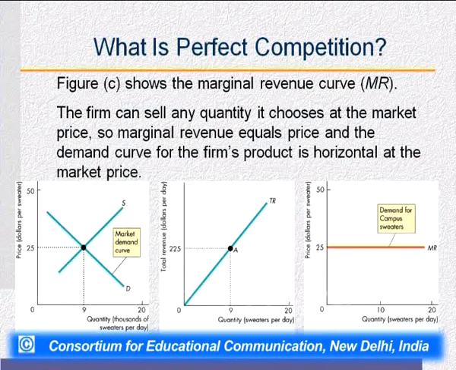Suppose when additional units come, you can say there is some fluctuation, either the demand is increased or decreased, or the price is increased or decreased. But this is the assumption of perfect competition, that no one can fluctuate or influence the market price, which is set by market demand or the industry. So that's why marginal revenue is horizontal at the market price.